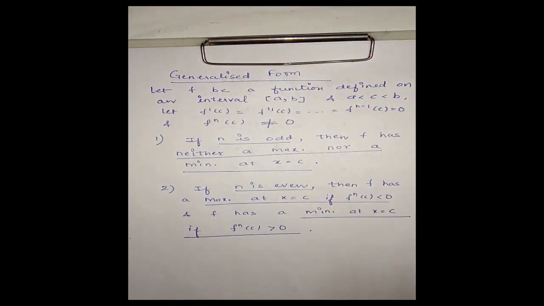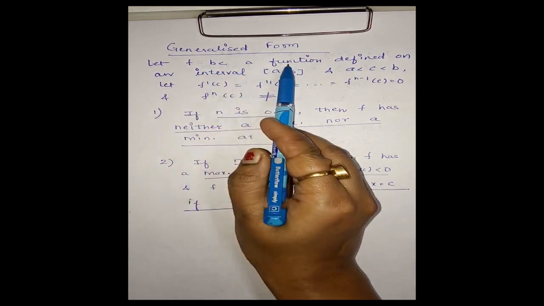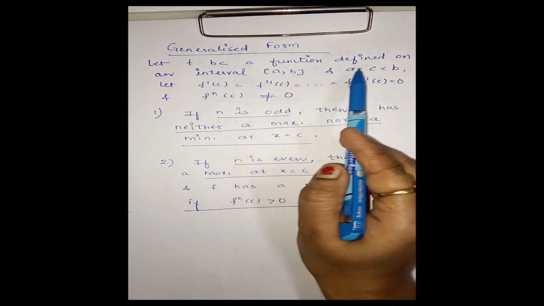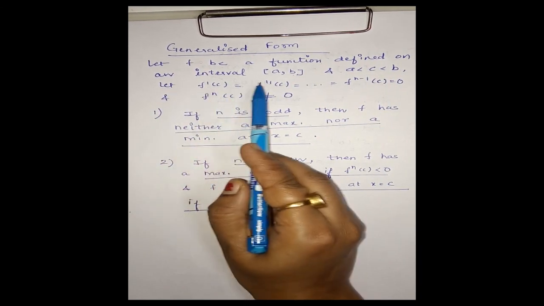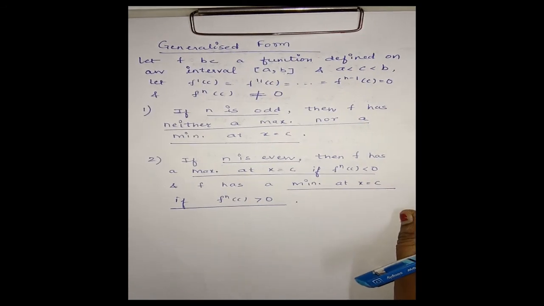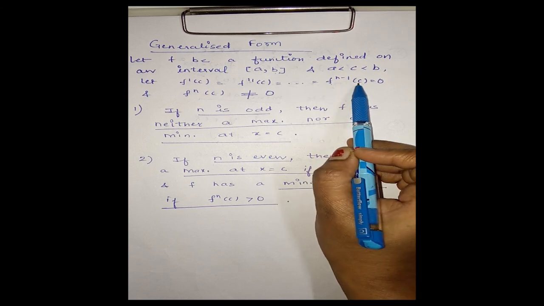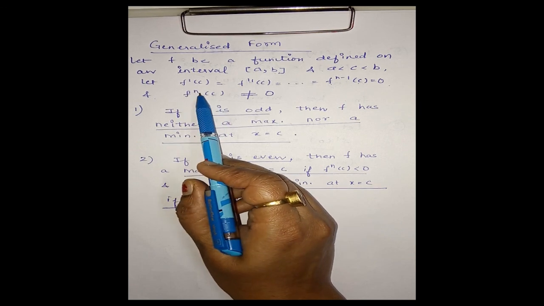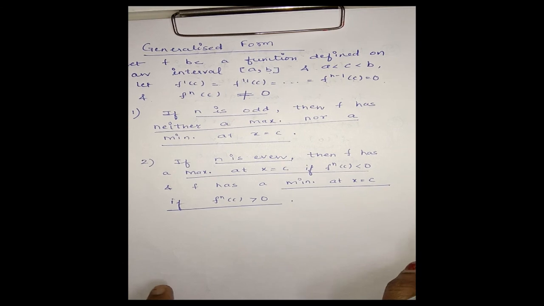We can generalize second derivative test like this. Let f be a function defined on a closed interval [a, b], and a is less than c less than b, and let f dash c is equal to f double dash c up to f^(n-1) c. That means n minus 1 derivatives of f at the point c are 0. And f^(n) c, the nth derivative of f at c, is non-zero. Then we have two cases.